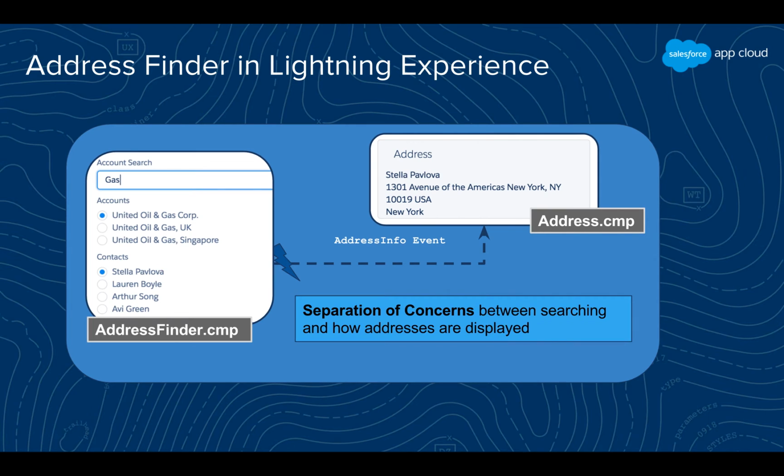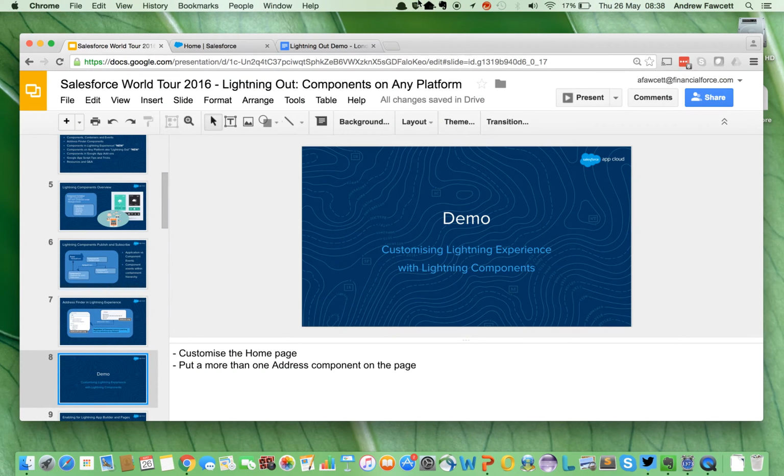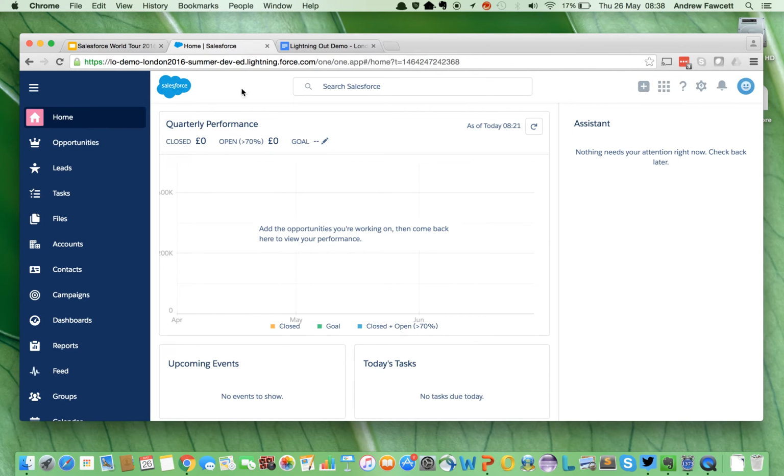So this provides a good separation of concerns, between searching for an address and what happens when you've found one. In this case, we're showing it on screen. So let's have a quick demo of that, and also get a bit of a highlight of an excellent feature in Lightning Experience, which has provided us the ability to put our components on the home page.